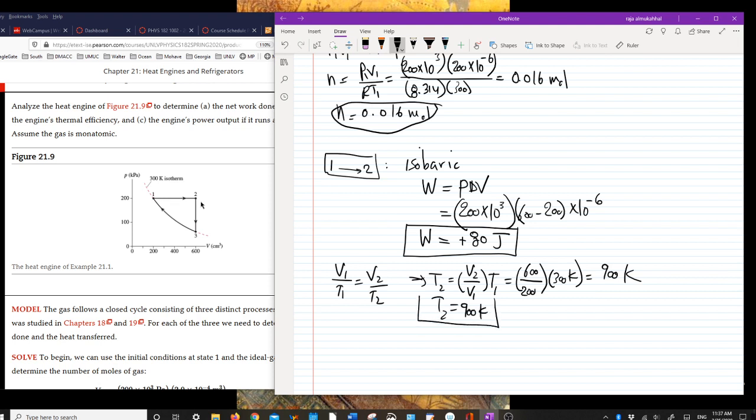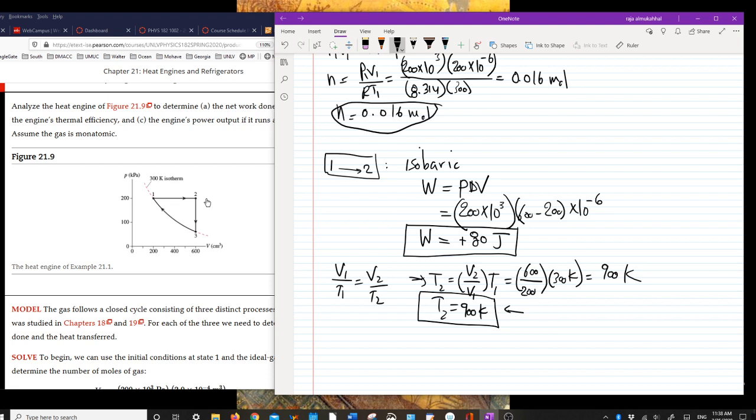Come back to this, it'll become useful later. What I'm saying here is the temperature has increased from 300 to 900, 3 times, as a result of this isobaric process. Okay, there we go. So we know pretty much everything.